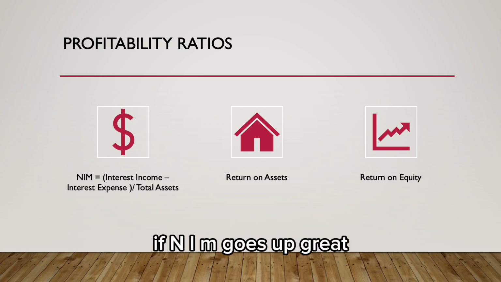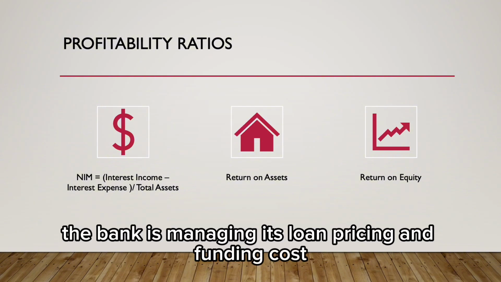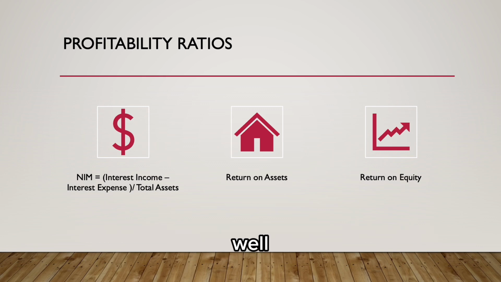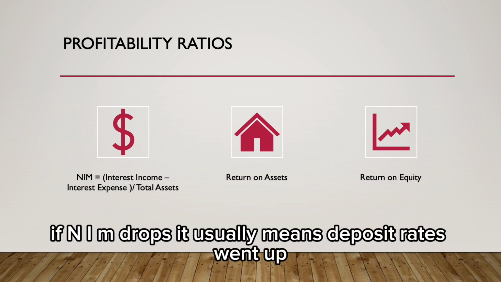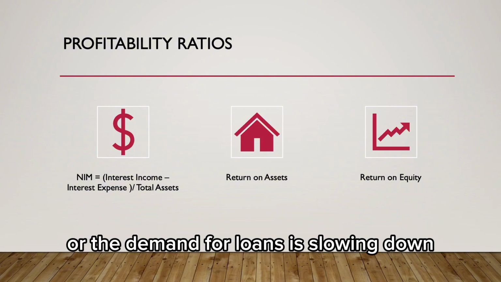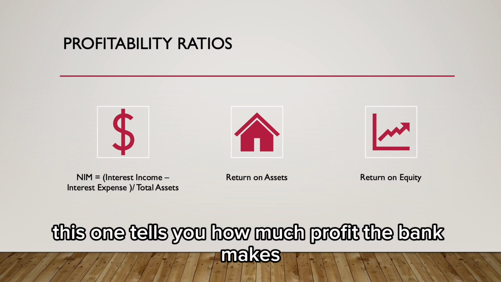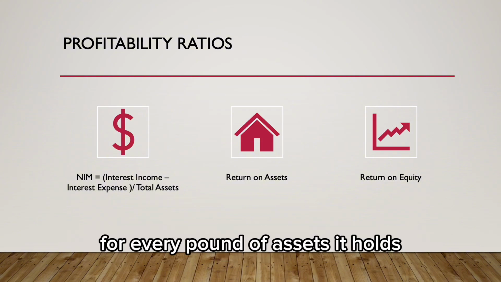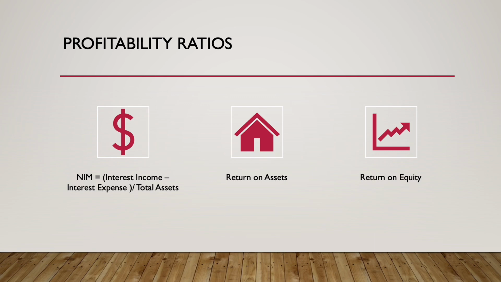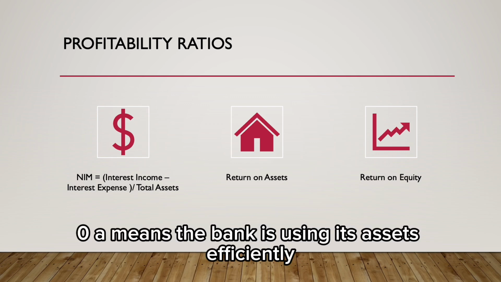If NIM goes up, great. The bank is managing its loan pricing and funding costs well. If NIM drops, it usually means deposit rates went up or the demand for loans is slowing down. Return on assets. This one tells you how much profit the bank makes for every pound of assets it holds. Higher ROA means the bank is using its assets efficiently.